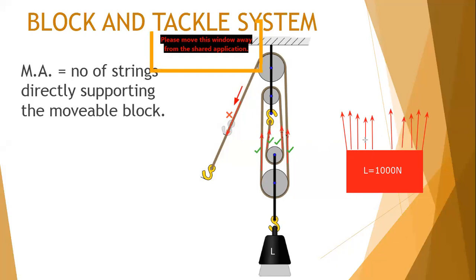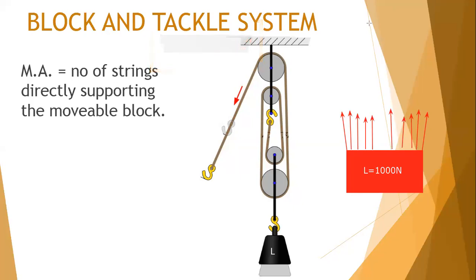Now, how much will be the tension? How much is the force each one is going to exert in this case? How much is each one going to exert? 100 Newton. And what will be the tension in each string? The tension in each string will also be 100 Newton.